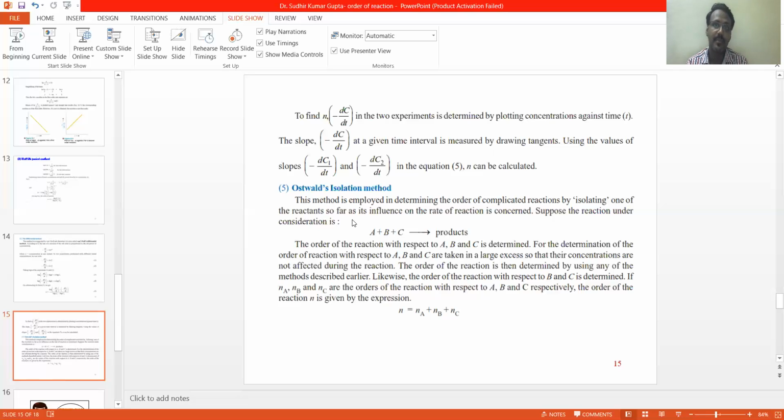So how will we measure that? By using the previously discussed four methods. Any method we will take, and you will find how the rate of reaction is varying with the concentration of A, and that will give you the order of reaction with respect to A.